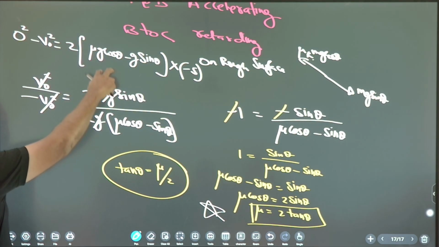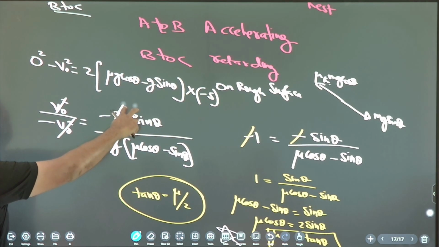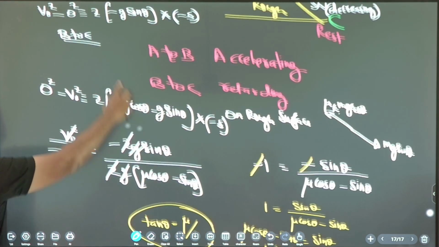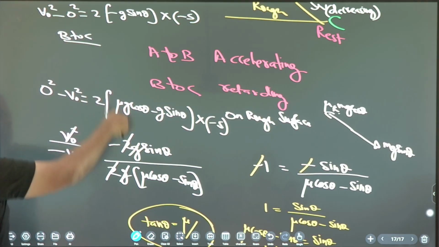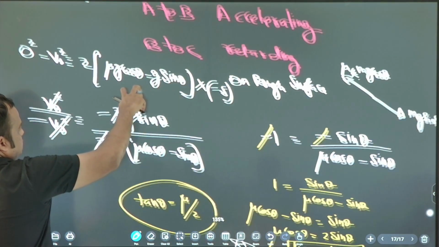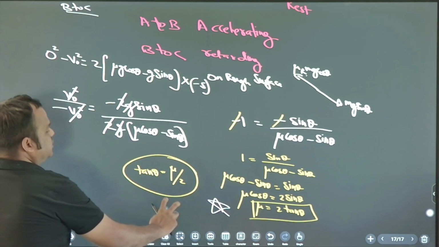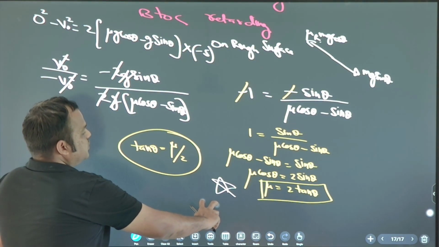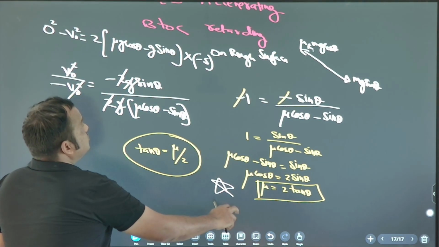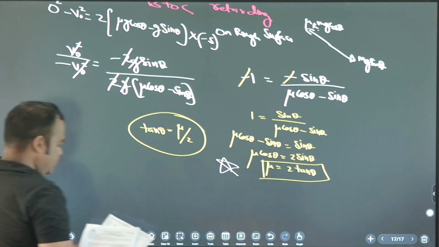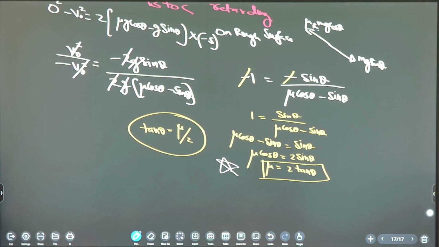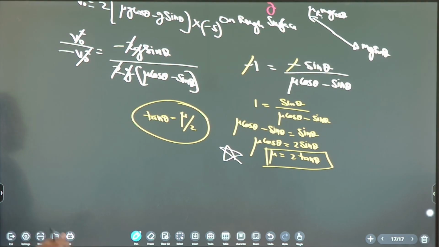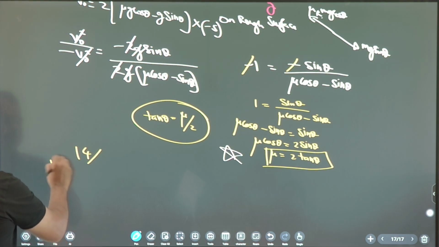How are we getting this? A to B and B to C. A direct answer you memorize: upper half smooth, lower half rough, body starts from rest and comes to rest, so mu is 2 tan theta. Tell me the next question. 14, 18.